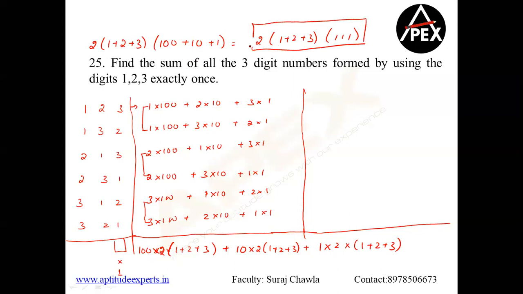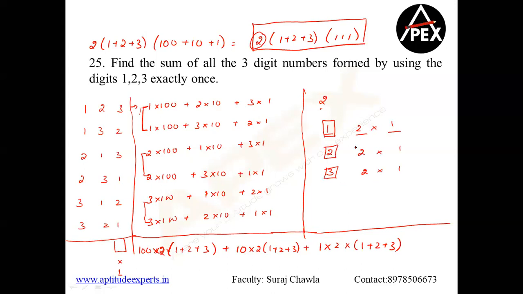Simplified part. This is nothing but your formula. But understand what is what. Now, when I talk about 2, what is 2? How do I define 2? 2 is nothing but, if you check, these are the numbers which can be formed when 1 is in the first place. Now, let's understand this way. If 1 is in the first place, how many numbers can be formed? 2 into 1. Clear? If 2 is in the first place, how many numbers can be formed? Again, 2 into 1. If 3 is in the first place, how many numbers can be formed? 2 into 1. Clear, guys?